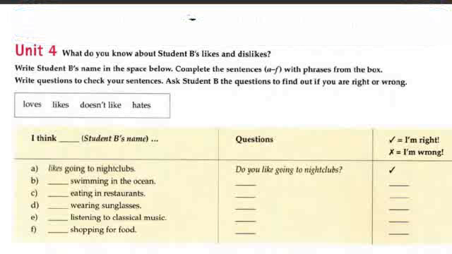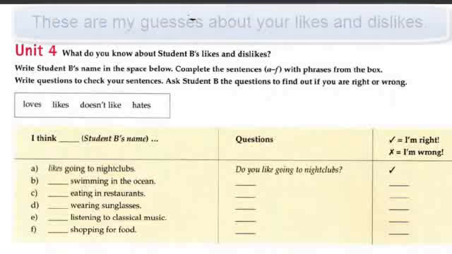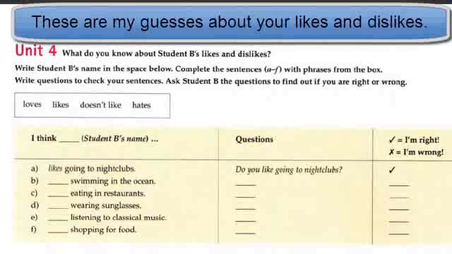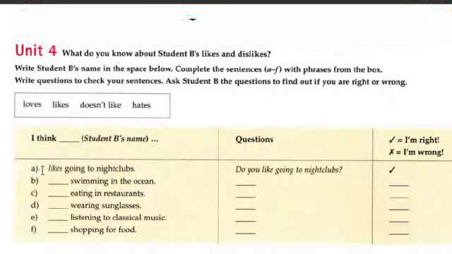Okay, now that you're done, we're going to check your answers. First, I'm gonna guess about you. I'm going to ask you the questions so you can see it as a model, as an example of what you must have done. Okay? So for letter B, we have swimming in the ocean. I think you like swimming in the ocean, so I would put like swimming in the ocean.